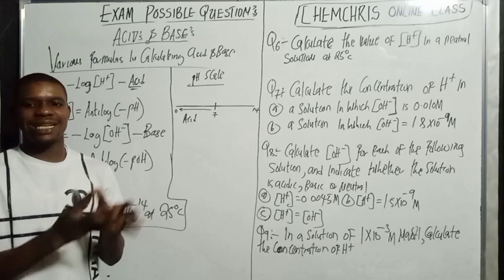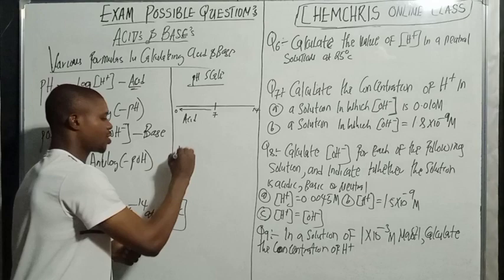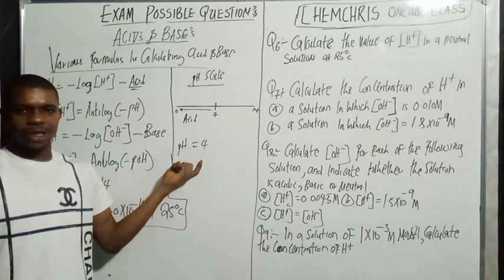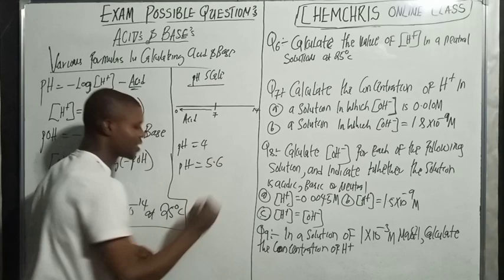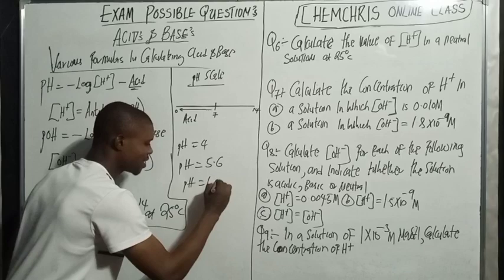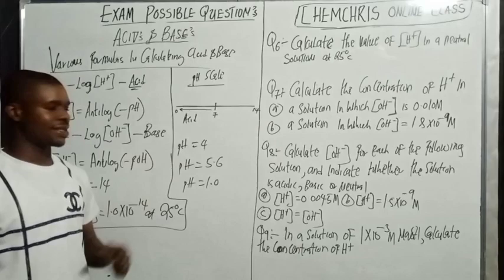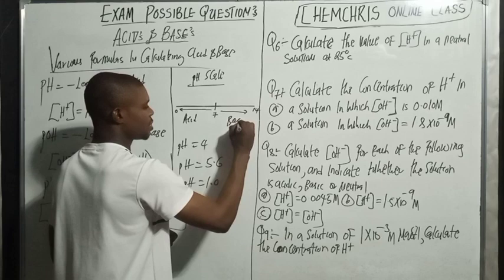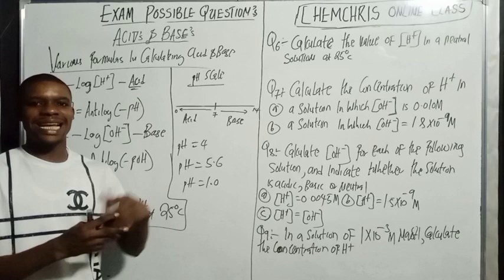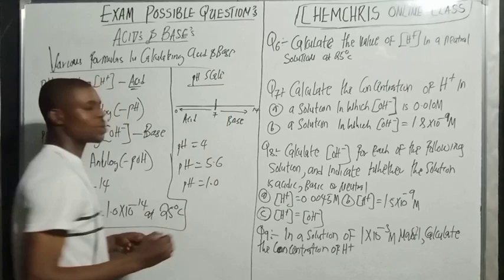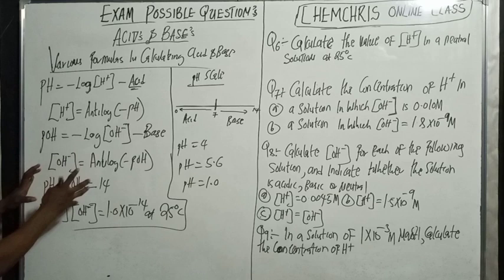If, for example, we have a pH of 4, then that is an acid. If I ask about a pH of 5.6, then that is an acid. A pH of 1.0 is an acid, right? So any solution that has a pH less than 7 is an acid, while any solution that has a pH greater than 7 is a base. So you use the pH value to detect whether a solution is an acid or a base. But if the pH is at the central point, which is 7, then it is neutral. These are the basic formulas we use in calculating acids and bases.